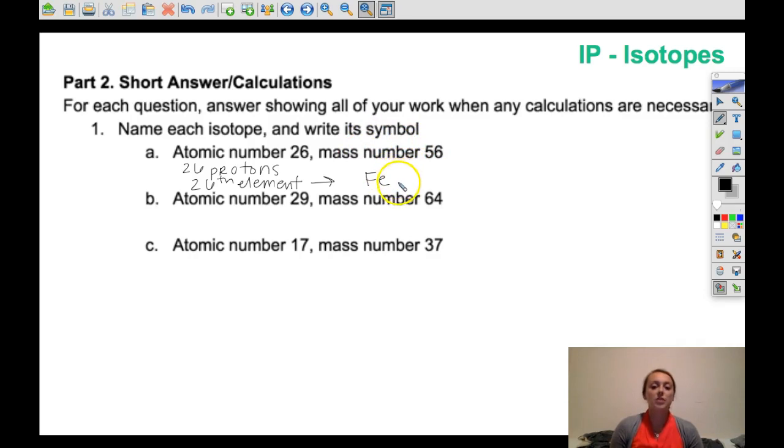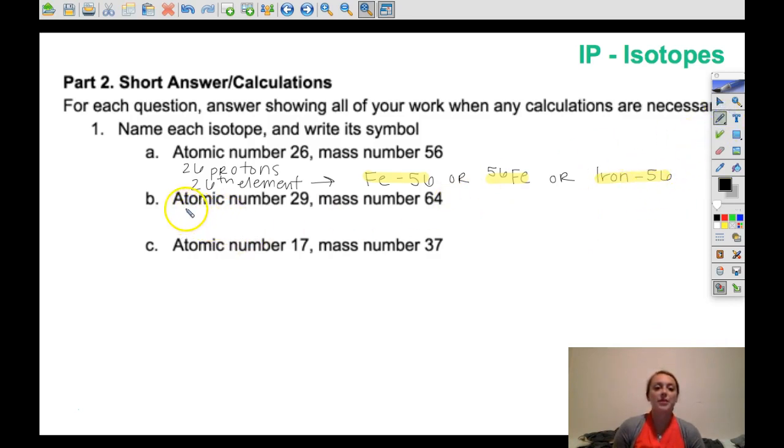So there's a few ways we can write this. We can have iron dash 56, or we could put a 56 in the upper left-hand corner with the element symbol after it, or we can write out the word iron with a hyphen 56 afterwards. So there are 3 different ways we can write down the isotopes of an atom.